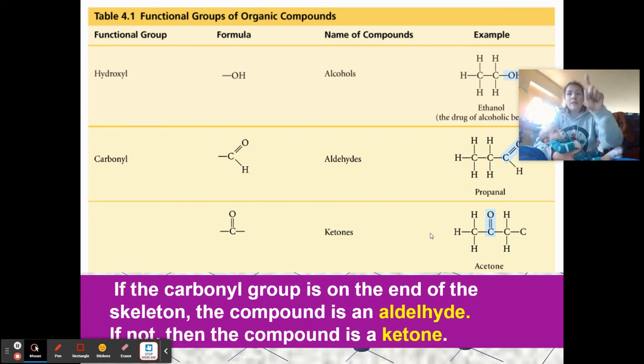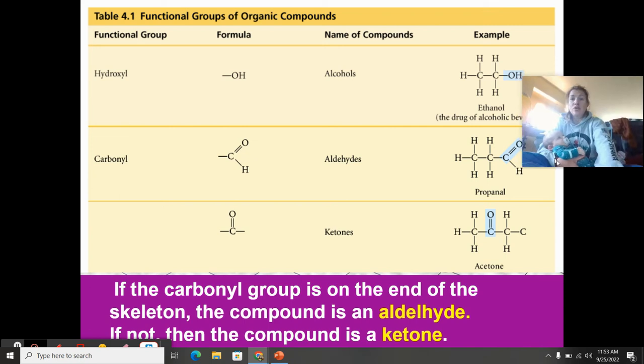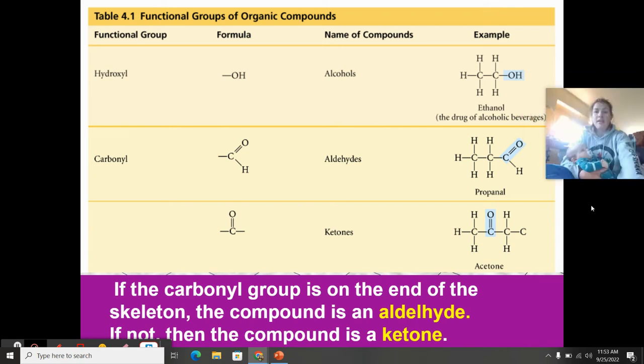Okay, so here I have some pictures of what these different things look like, and these are all in the PowerPoint and the notes. So anything with this OH at the end, that is going to be an alcohol. So here we have a carbonyl, so a C double bonded to an O, and that is going to be a specific type called an aldehyde. When it's in the middle of a chain, that is called a ketone.